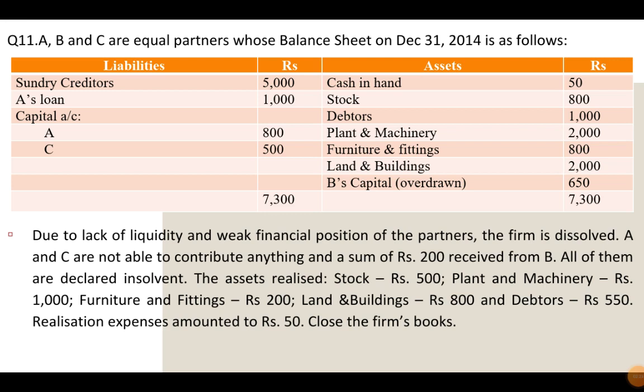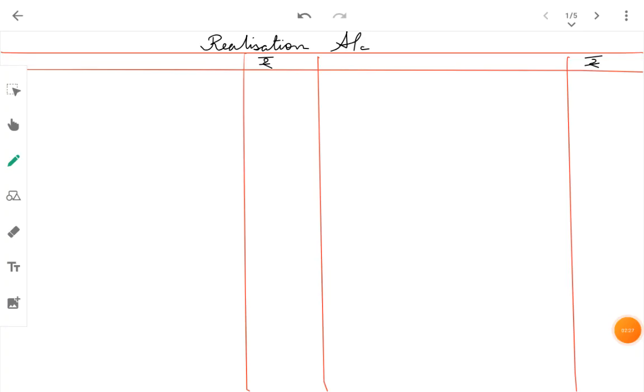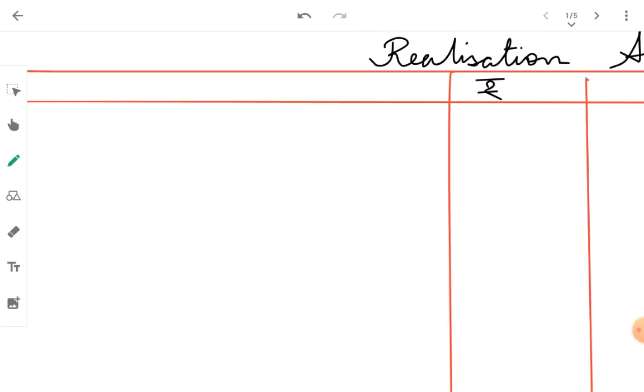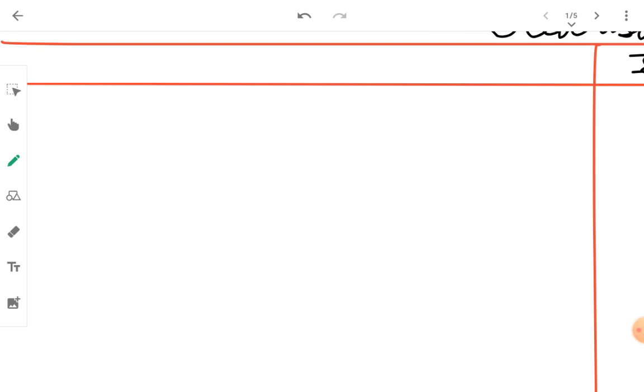So let us start first with the first account, which is realization account. So as usual, in the realization account, remember, we record all of the assets and liabilities at their book values, and then we sell off the assets and we make good any liabilities in case we have money. So firstly, let us record the assets at their book values. Now in this question, you've also been given the date 31st of December 2014. So please make sure you also have a date column, and under the date column, you write 2014, 31st of December. Okay, so under the debit side, all of the assets that you're having.